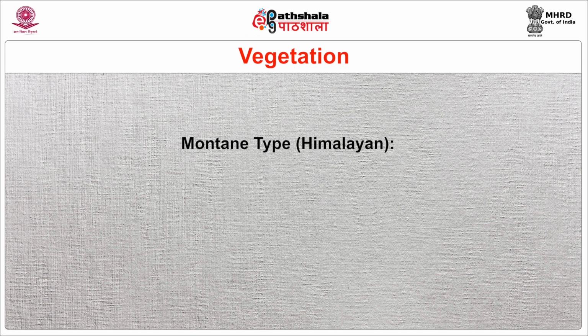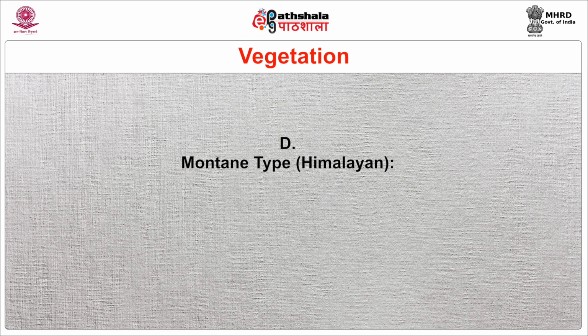Wet temperate hill forests of the southern region are dense but low, having much undergrowth and epiphytes, mosses and ferns. Some of the important species are magnolia, laurel and cinchona.